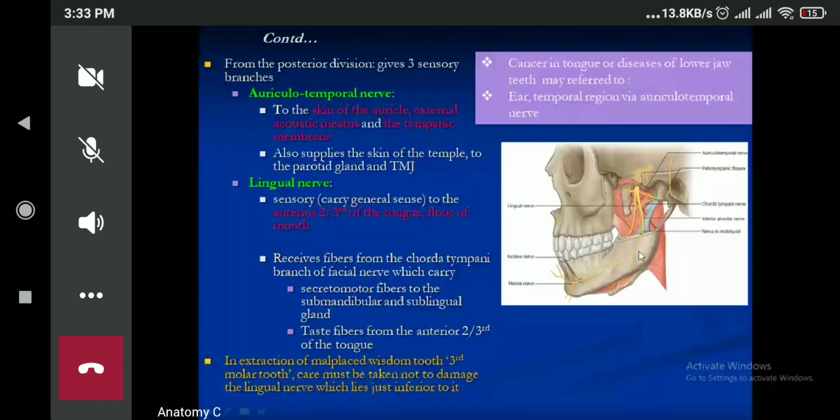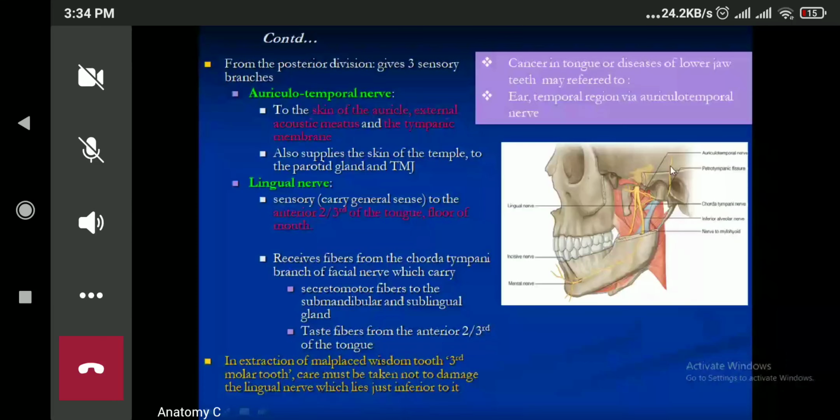So this one is the lingual nerve, and the lingual nerve is related to the mandible, just behind the third molar tooth. While extracting the third molar tooth, care must be taken not to damage the lingual nerve, because it is just inferior to the third molar tooth. Now, whenever we have cancer of the tongue, we have referred pain in the ear region and the temporal region. That is mainly through the auriculotemporal nerve.